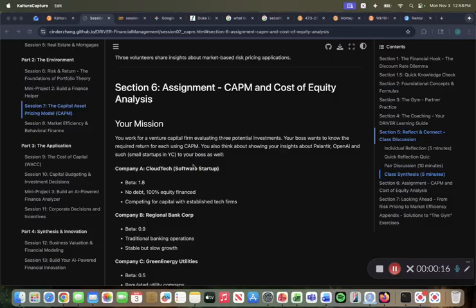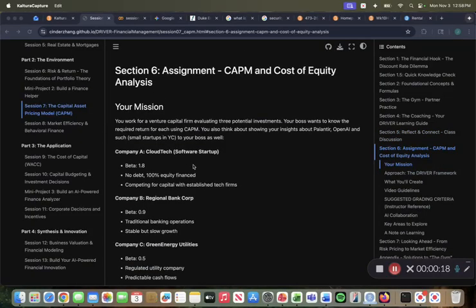So for this assignment, our mission was that we're working for a venture capital firm evaluating three potential investments. The boss wants to know the required return for each using CAPM, and we also want to think about showing insights about Palantir, OpenAI, and other small startups as well.